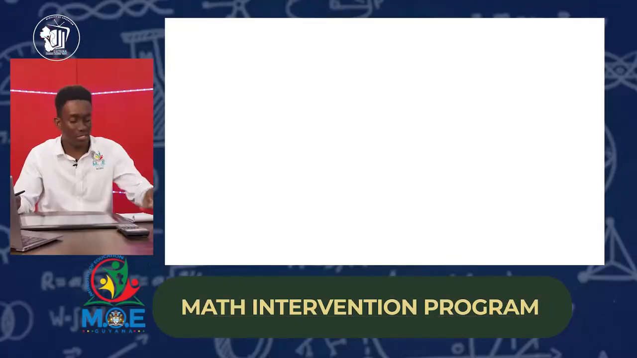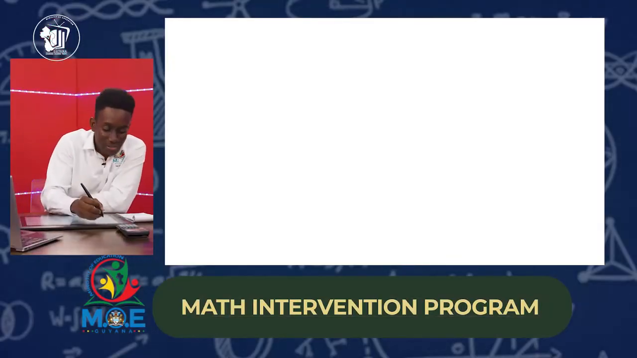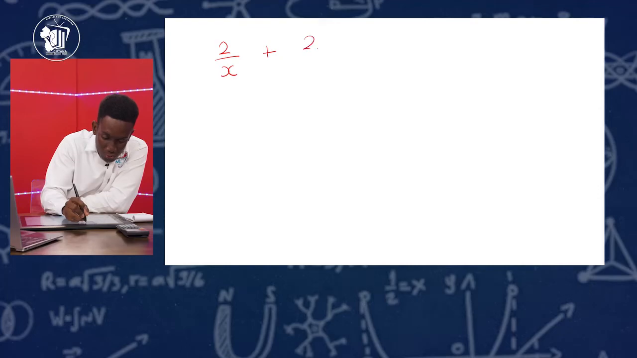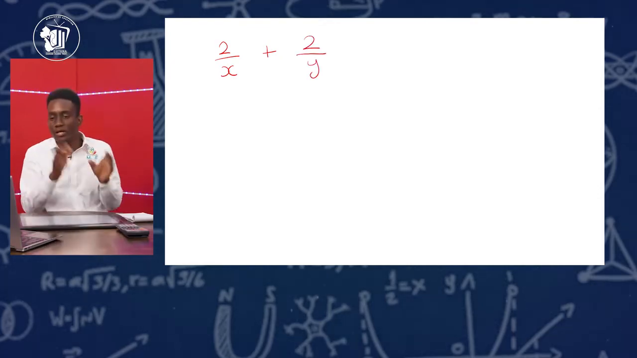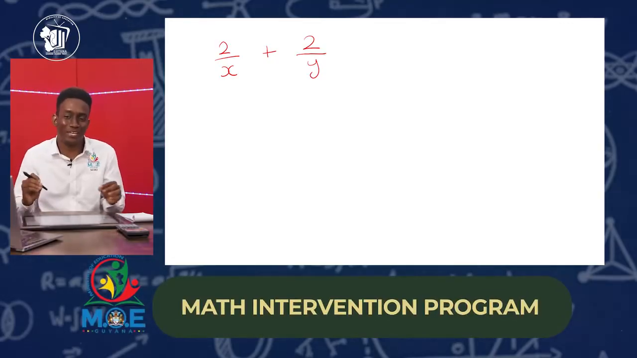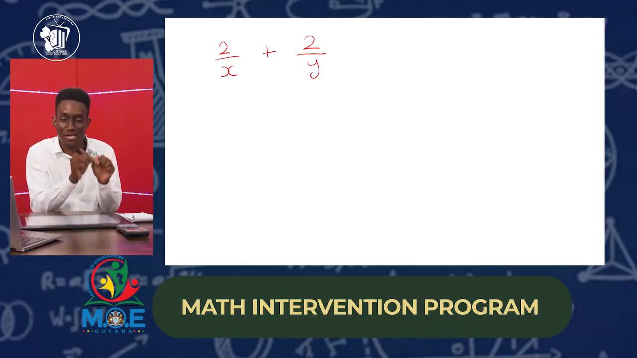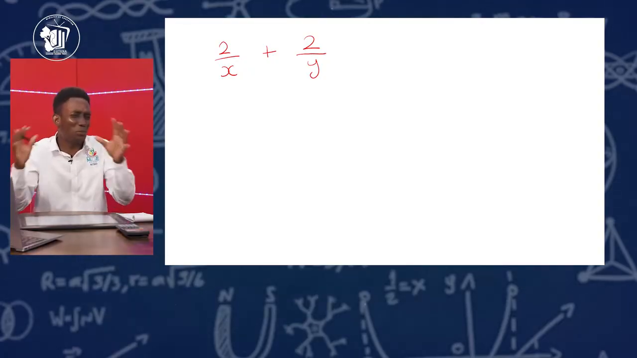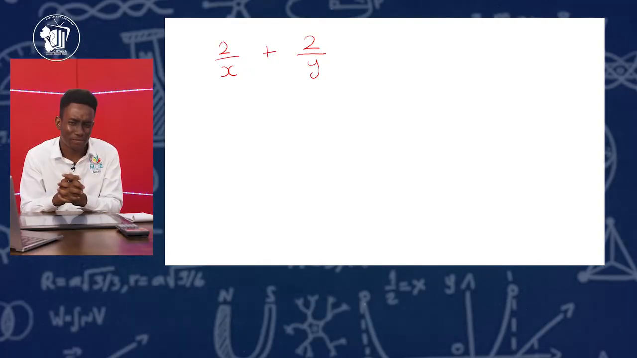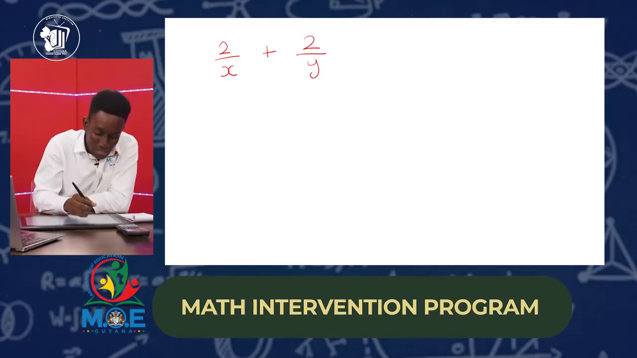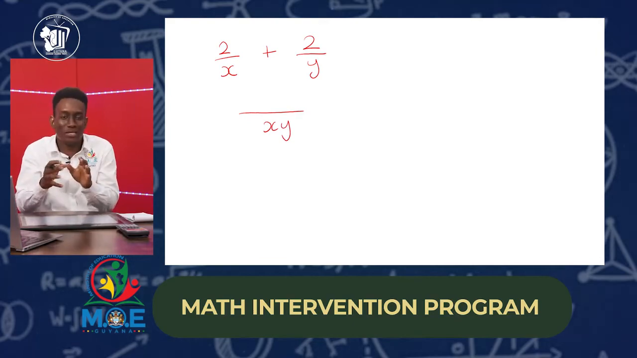So let's take things up a bit. Let's look at them now when the denominators are not the same. So let's say we have 2 over x plus 2 over y. In the first fraction, we see the denominator is x, and in the second fraction, the denominator is y. So we have to find the LCM of the denominators, which would be x and y. The beauty about finding the LCM of fractions, an easy way to do it, is simply to multiply the denominators. Multiply the x by the y. So x times y would simply give you xy. So the denominator, the LCM, would be xy.